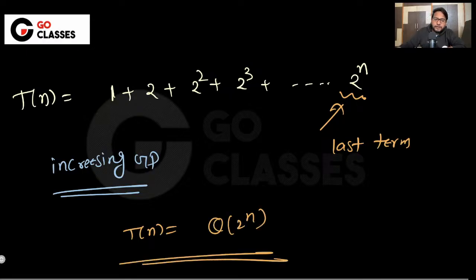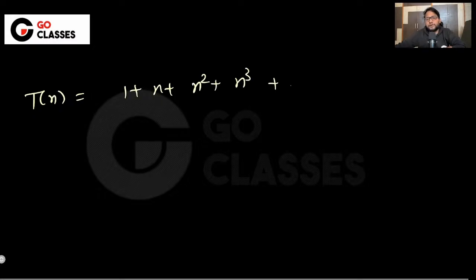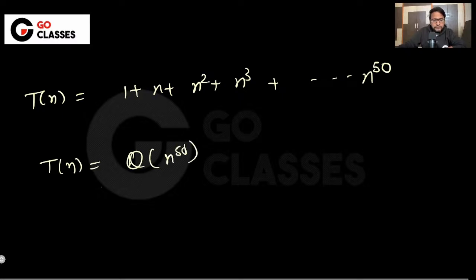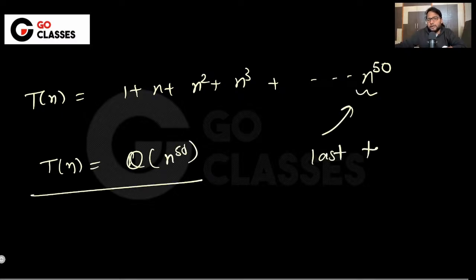Now tell me what is the answer here? Suppose Tn is equal to 1 plus n square plus n cube, and then plus, let's suppose, n power 50. Then what is the answer? If it is an increasing GP, then the last term, right? Theta of n power 50. This is an increasing GP, so the last term is the answer.